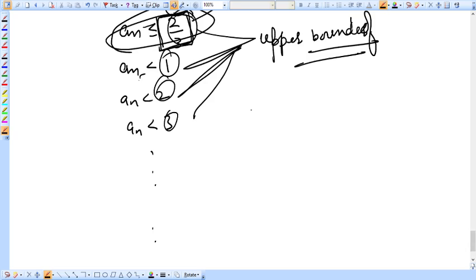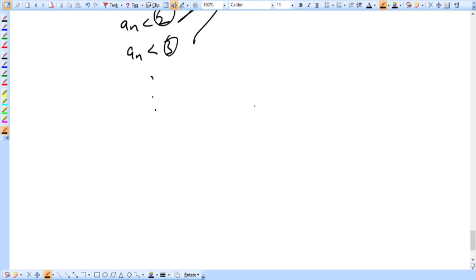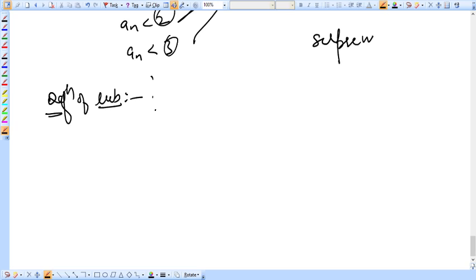Okay, so how will we define this? Definition of least upper bound, LUB. This is also known as supremum. Okay, supremum, let me write supremum. So, definition of least upper bound.